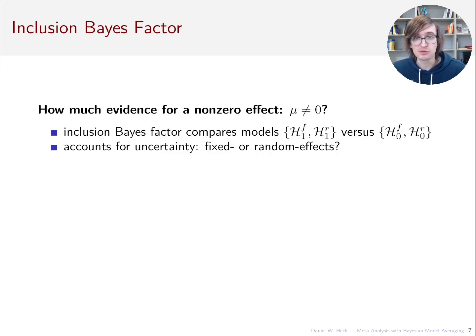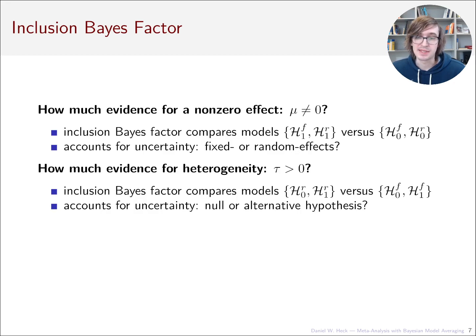This is what the inclusion Bayes factor quantifies. How much evidence is there for a non-zero effect, so whether mu is different from 0? This is done by comparing the 2 alternative models against the 2 null models, and thereby we account for the uncertainty of whether we should assume fixed or random effects. The same you can do for the heterogeneity, just that you bundle together different models. So here you compare the random effects models against the 2 fixed effects models.